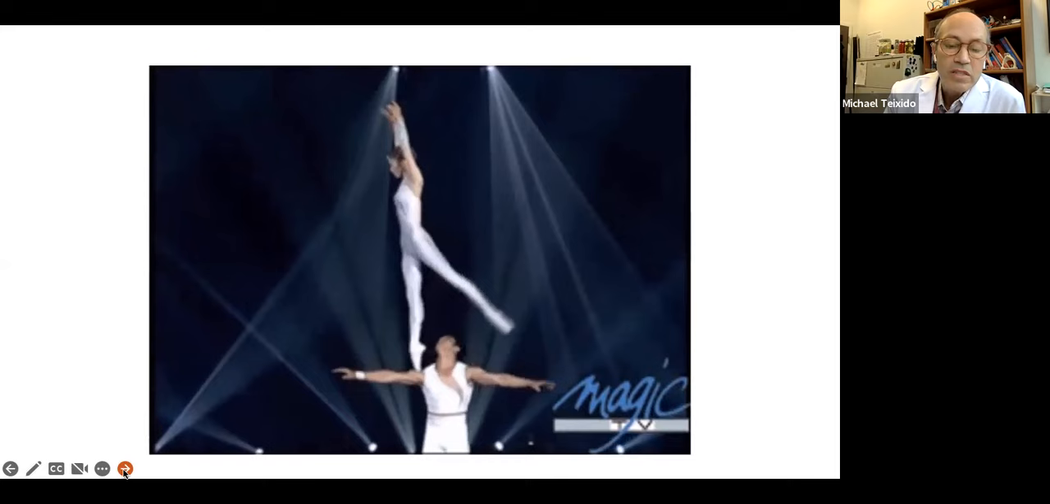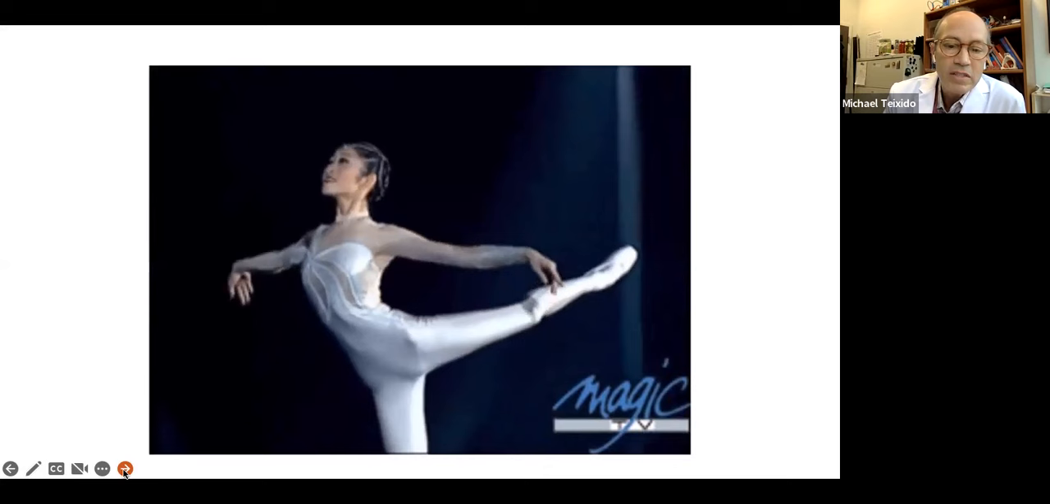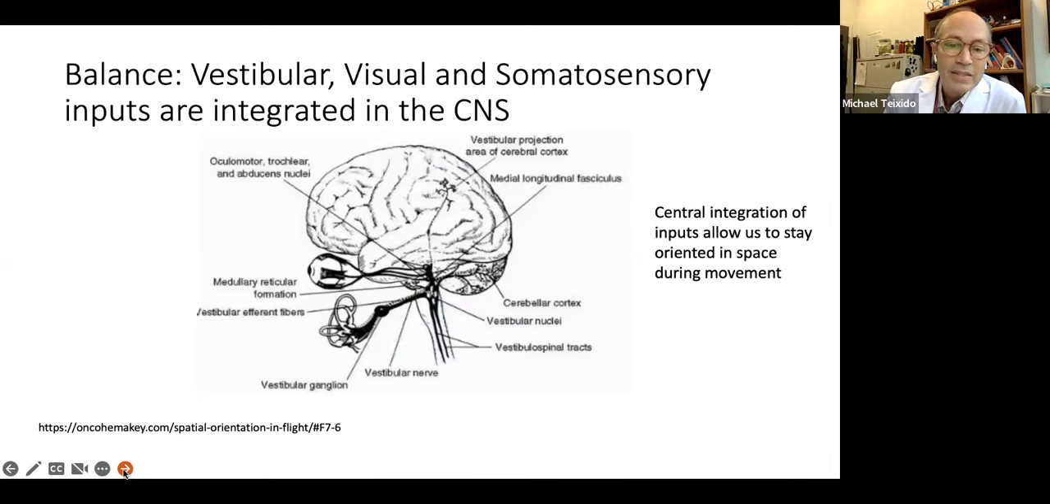This is just testimony to the fact that when something works this well, we are very, very sensitive to its dysfunction, even subtle levels of dysfunction. As we know, balance is actually an integration of visual, somatosensory, and vestibular inputs. Everyone says this has three parts, but it actually has four parts, because there is an integration of those inputs that is essential for this to function well.